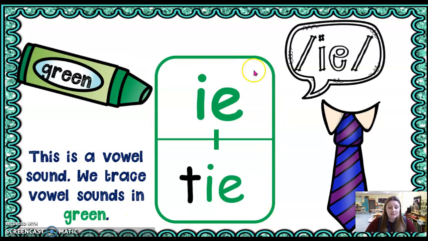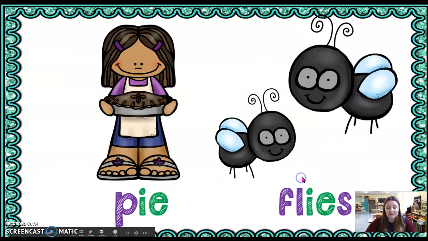This vowel sound says I, and it uses the IE to make the I sound. For example, the word tie. The word pie and the word flies also use IE to make the I sound.